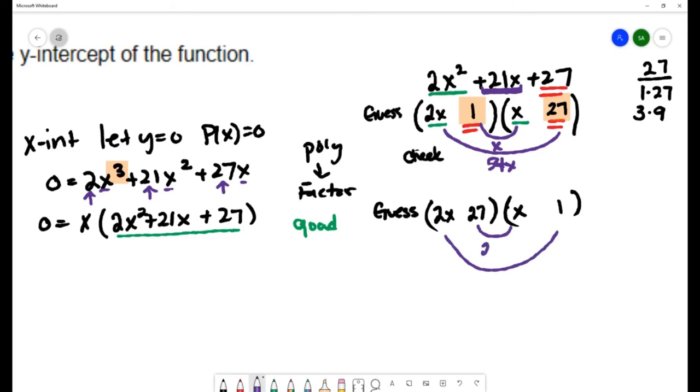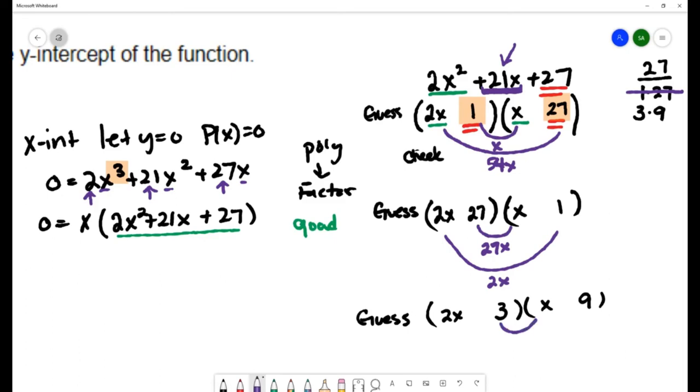27 times x is 27x. 2x times 1 is 2x. And if we add those together or subtract those, 27 and 2 cannot make the correct middle term. So this guess is wrong too. Let's try another guess. So I'm going to put the 2x and the x, and I've exhausted 1 and 27. So now I'm going to try 3 and 9. So let's try the 3 and 9.